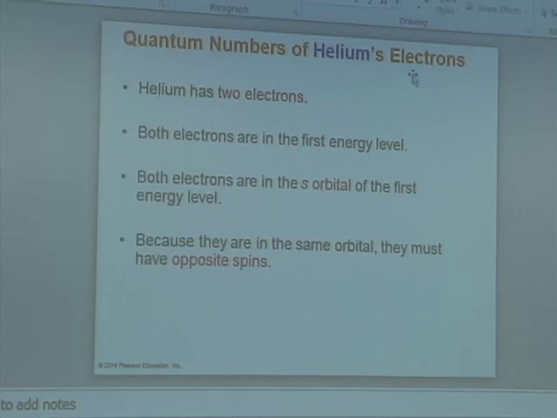So if we take a look at helium, how many electrons does helium have? 2 electrons, right? And both electrons will be in the first energy level in the s orbital, but therefore it will have 2 spins, right? Spin up and spin down. 2 opposite spins. Did we get that? Okay.